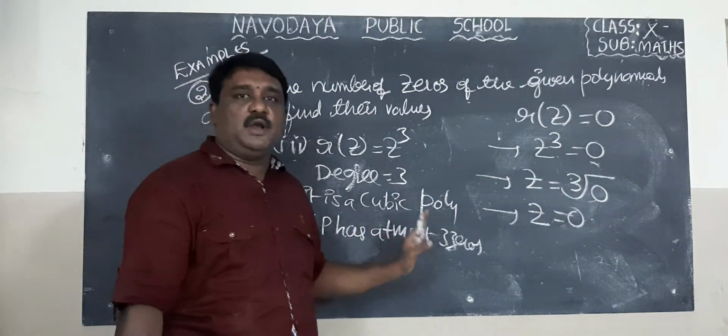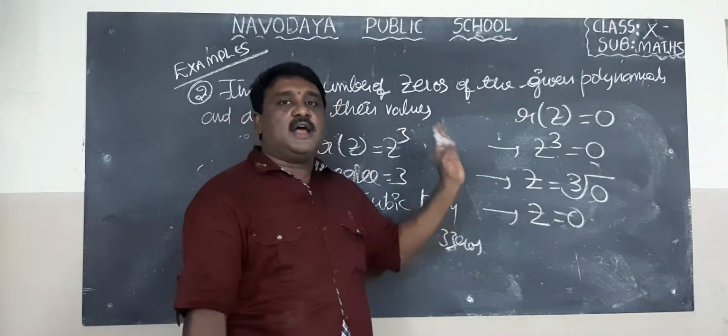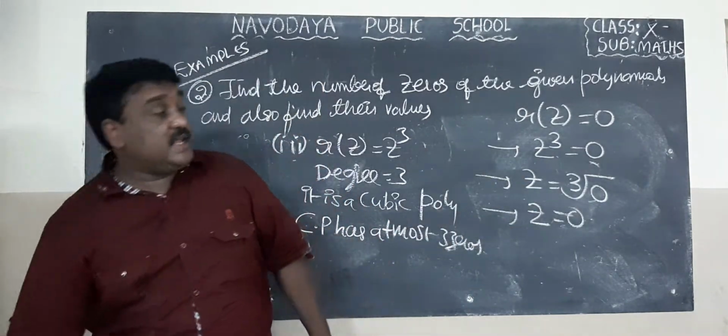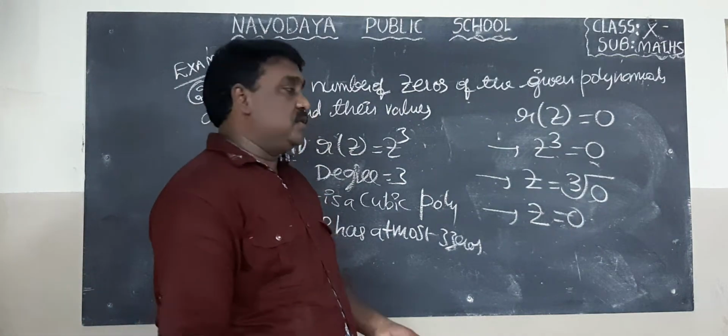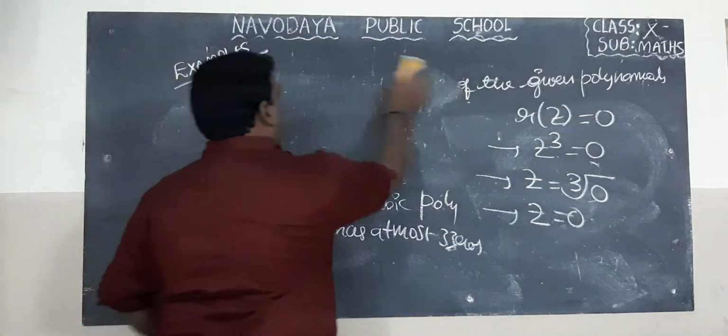It is a cubic polynomial. A cubic polynomial has at most 3 zeros. R of z equal to 0. Z cube equal to 0. Z equal to, cube becomes cube root 0. What is the z value? 0. Now write down problem number 3.